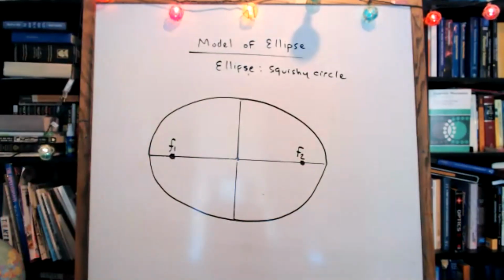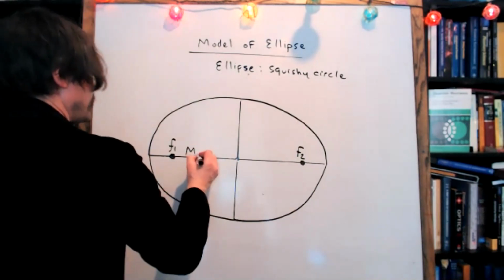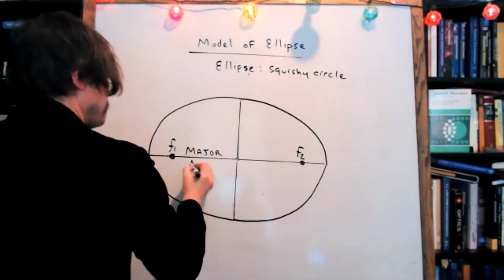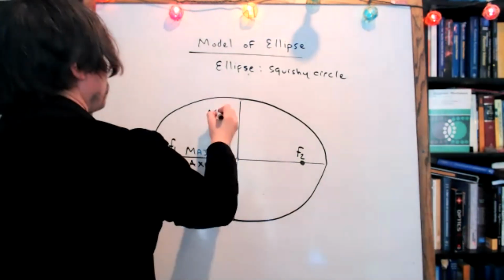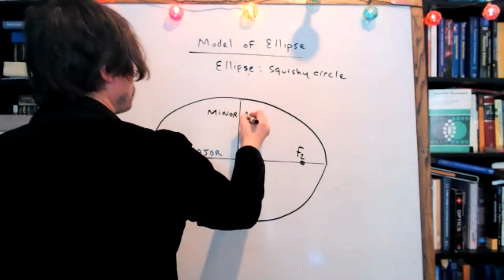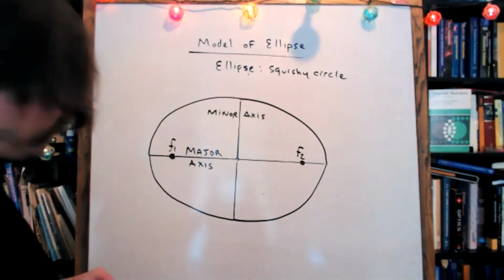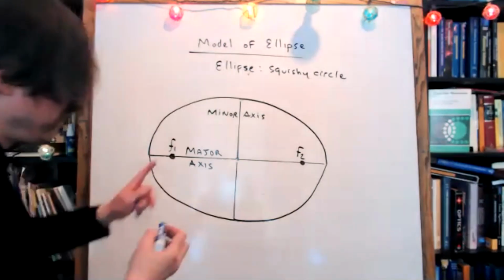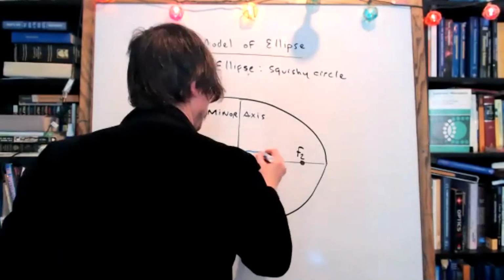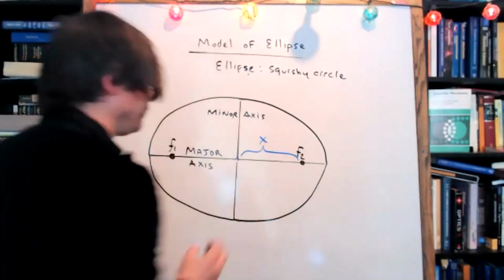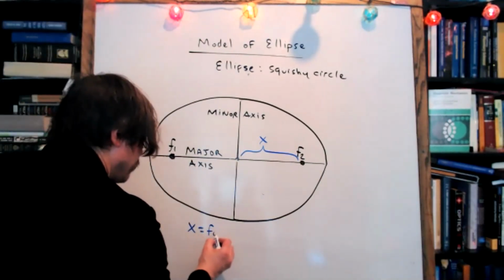Okay? This main slice is called the major axis. Let's label that. The short axis is the minor axis. And then there are a couple of parameters that we're going to be interested in. The distance from the center of the ellipse to the focus point is a number that I call x, okay? X goes from the center to the focus point, and x is the focus offset.